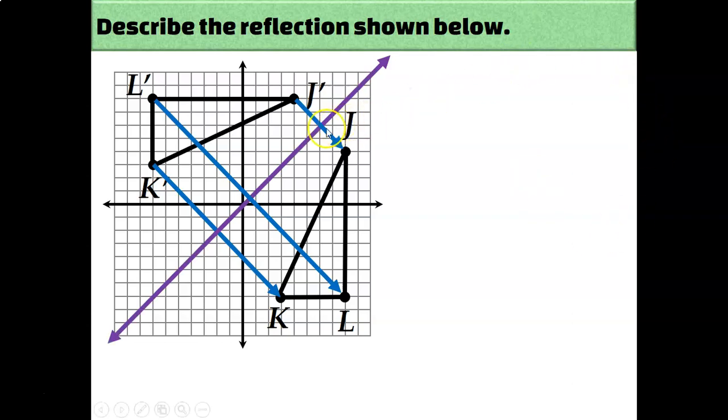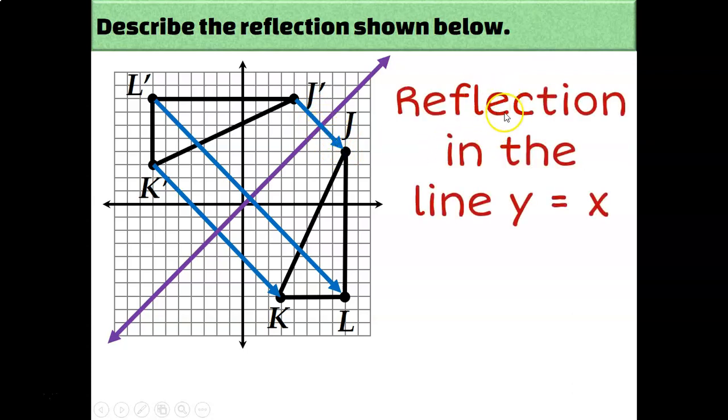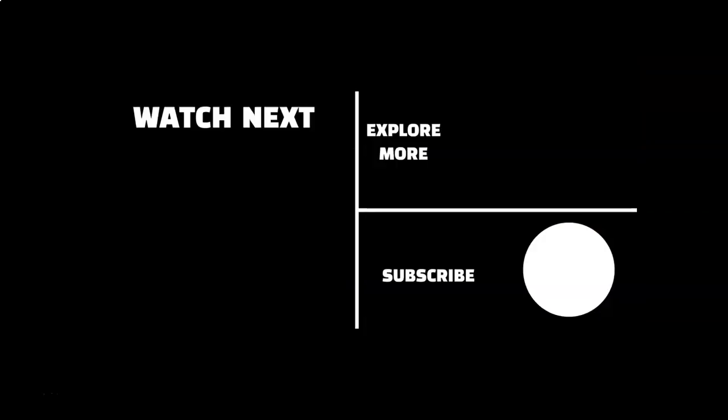And you can actually see that that is the halfway point if you count like 2 diagonal units between J prime and the line of reflection, and also 2 diagonal units between J and the line of reflection. So you can confirm that this is the line of reflection, y equals x. And that's all you need to know about how to perform and describe reflections. In our next lesson, we're going to learn how to perform and describe rotations.